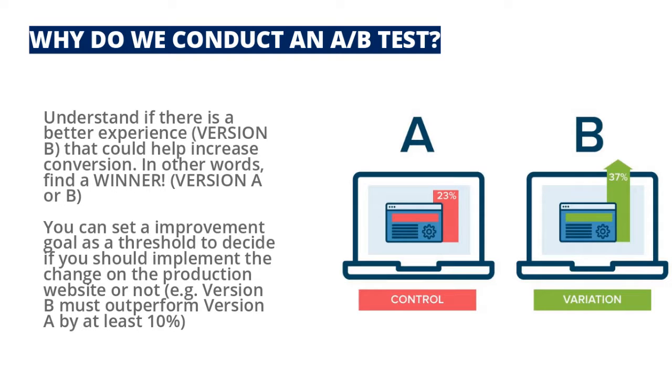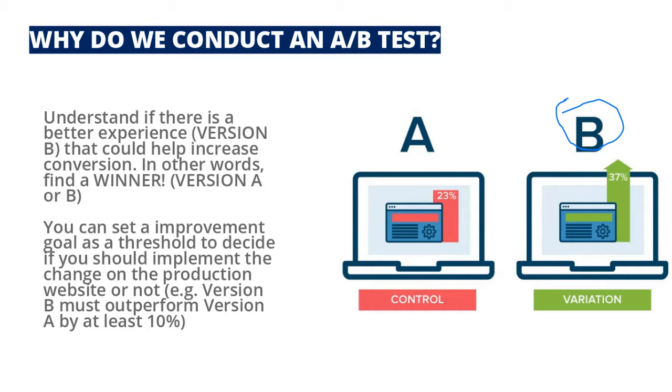So there's a control, there's a variation. So you control, and this is what we said, experimental. There's a test group, right? These people are going through an experiment, right? And we keep going from red to green. You want to understand if there's a better experience, and usually that is version B, that could help increase conversion. In other words, you want to find a winner.